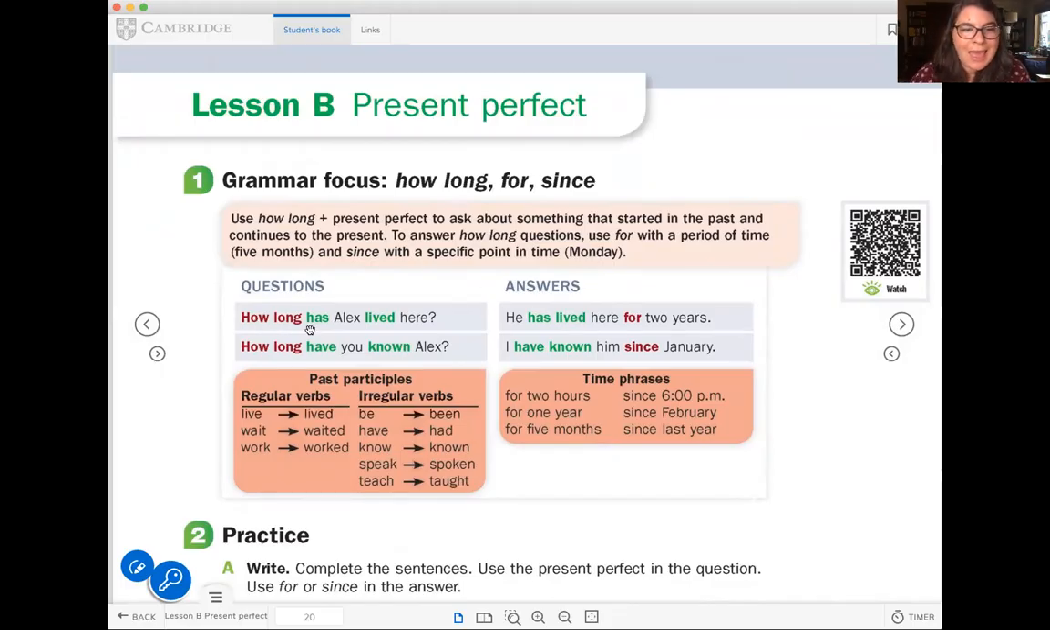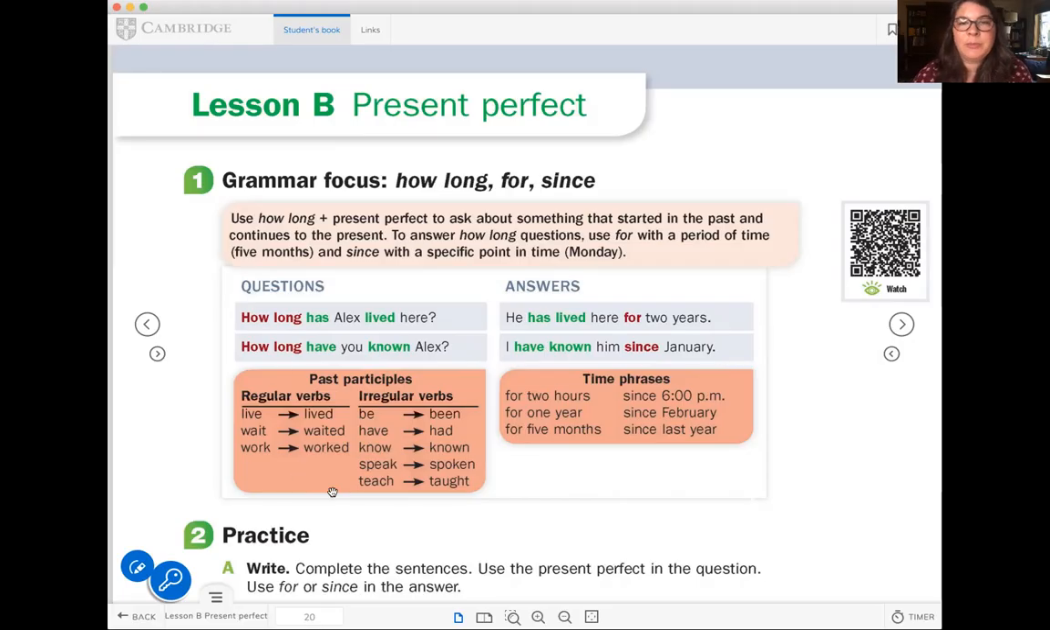How long has Alex? Alex is he, so we have has. How long has Alex lived here? He has lived here for 2 years. How long have you known Alex? I have known him since January. So these are your 2 choices to answer. For 2 years or since January, for or since, okay?